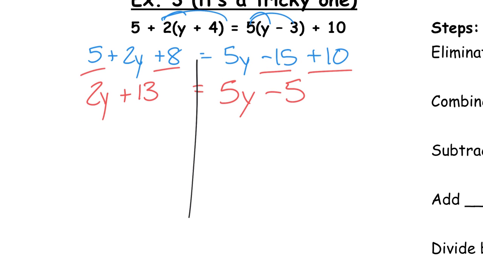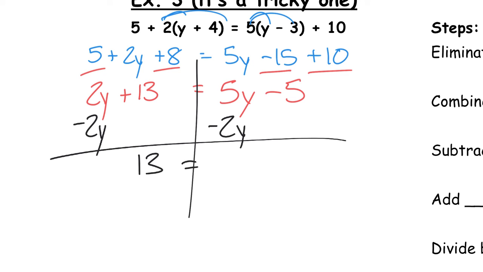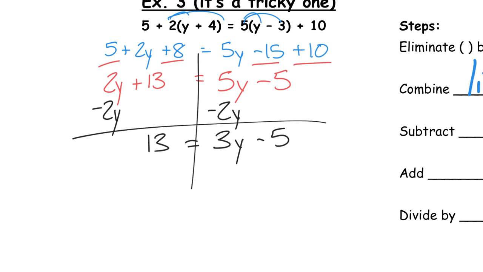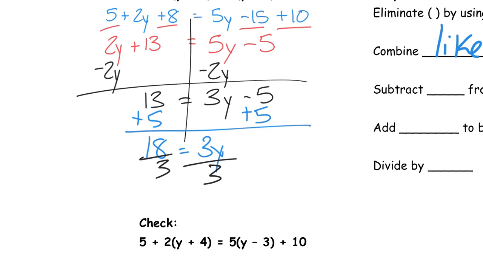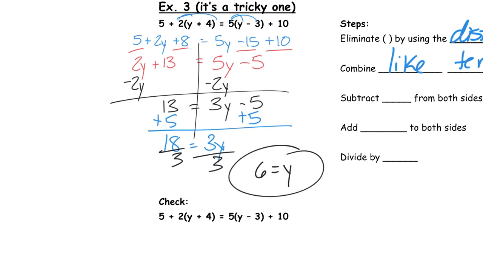Now it goes back to what we just learned today. Okay, get the variable on one side. 2y is the smaller one, so I'm going to move 2y. 13 equals 5y minus 2y gives me 3y minus 5. Now I got a two-step equation. Add the 5. 18 equals 3y. When I have multiplication, the opposite would be to divide. And I get 6 equals y.